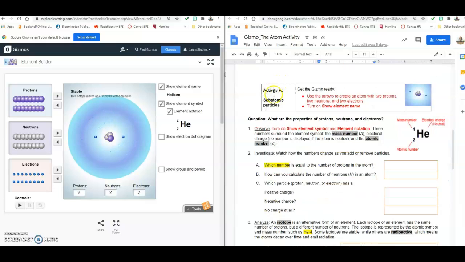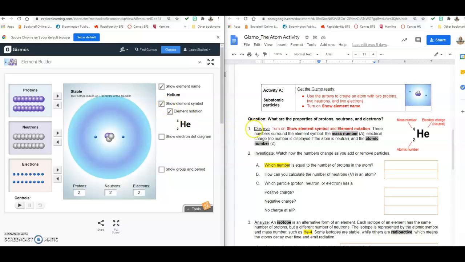All right, let's move on to activity A. And for this one, it says to use the arrows to create an atom with 2 protons, 2 neutrons, and 2 electrons. Okay, I can see what's making up the atom down here. And so I will add 1 more proton, so I have 2. We'll add 2 neutrons, and I'll add 2 electrons. It says turn on show element name, which I have checked.